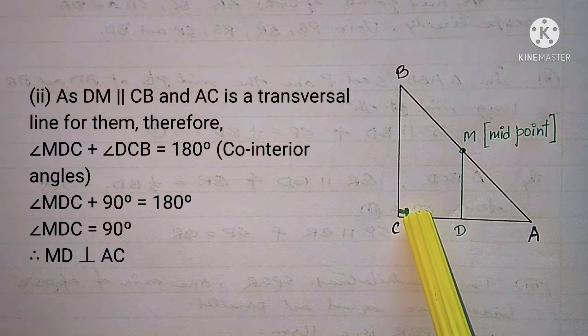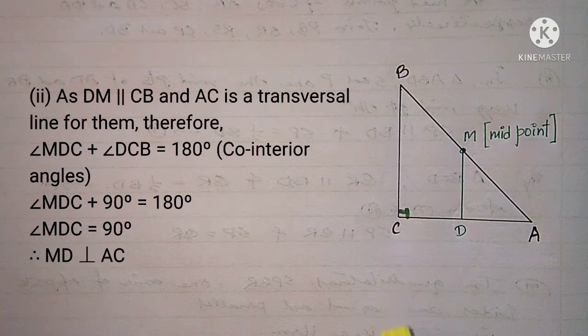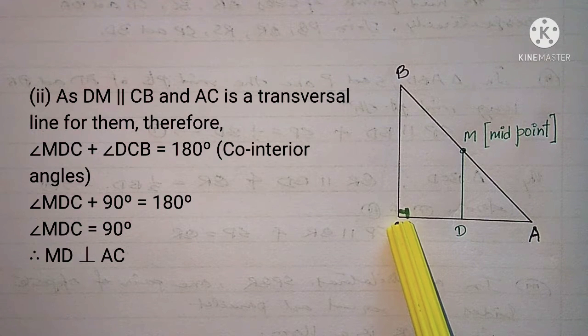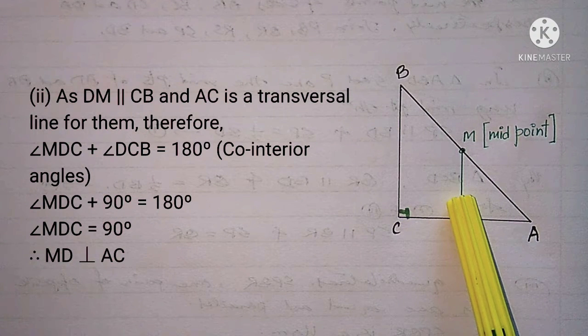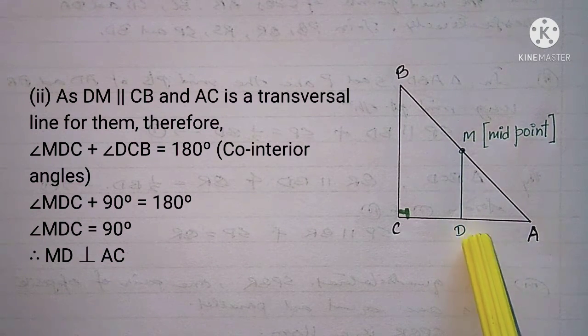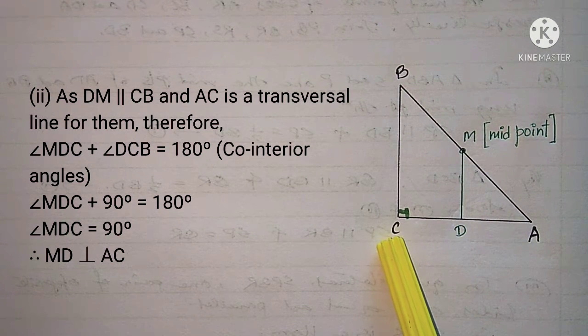This angle is already mentioned as a right angle. That means how much? 90 degrees. So in place of DCB we put 90 degrees, as you see here. When we put 90 degrees and calculate this one, angle MDC equals how much? 90 degrees. So MDC equals 90 degrees, which means MD is perpendicular on AC.